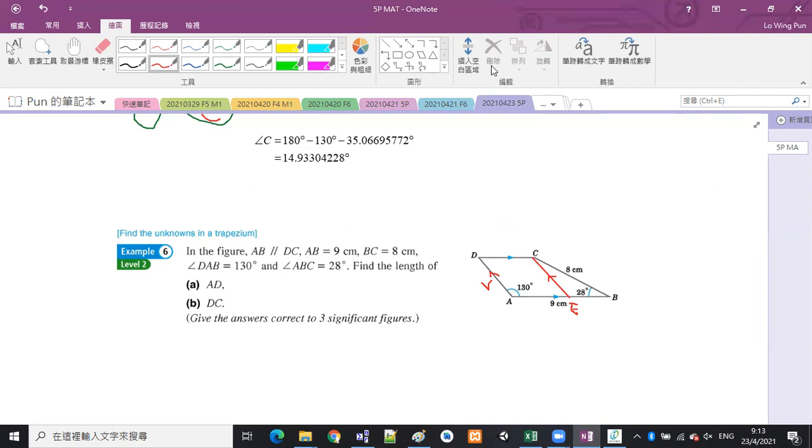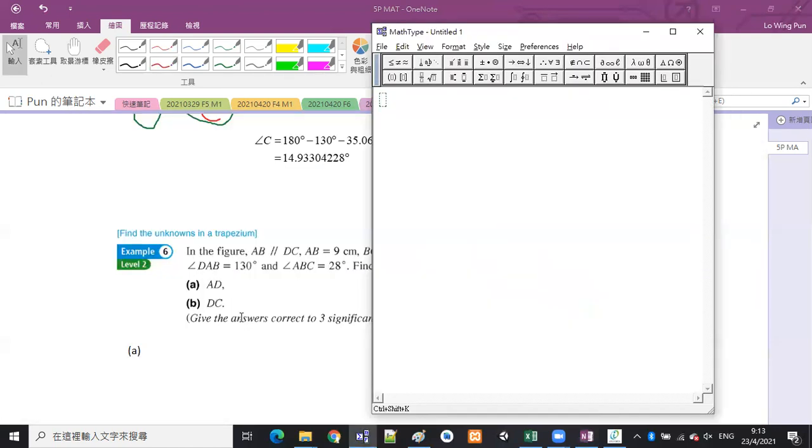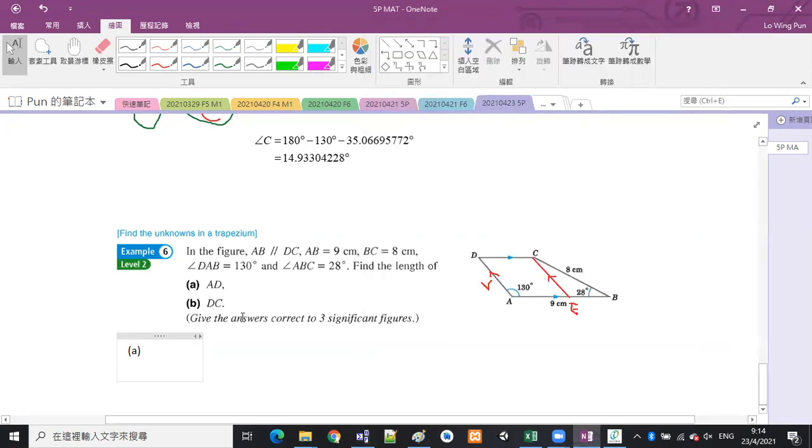Okay. So in part A, we need to write this in the solution. That is angle CEB is equal to 130 degrees, and the reason is corresponding angles where DA is parallel to CE. Okay, this is the first step. Okay, we need to write this down in our solution. So now we have found this to be 130 degrees, right?